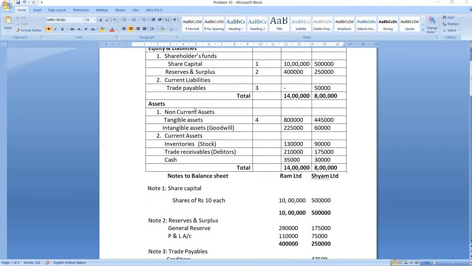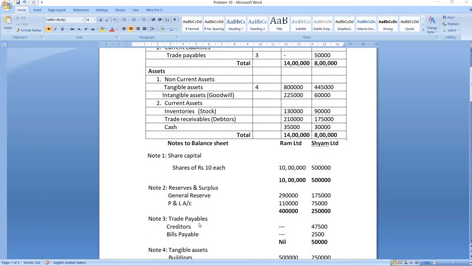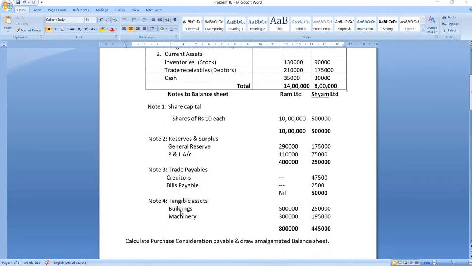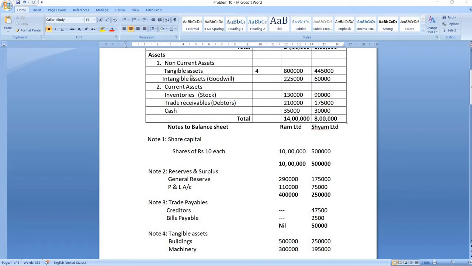Next is current liabilities, in that trade payables. Trade payables are given only for Shyam Limited. So creditors of Shyam Limited are 47,500 and the bills payable are 2,500. Total is shown in the balance sheet. Next is assets, non-current assets, in that they have tangible assets. Tangible assets, buildings, 5 lakhs for Ram Limited, 2,50,000 for Shyam Limited. Machinery, 3 lakhs and 1,95,000. So this total is shown in the balance sheet.